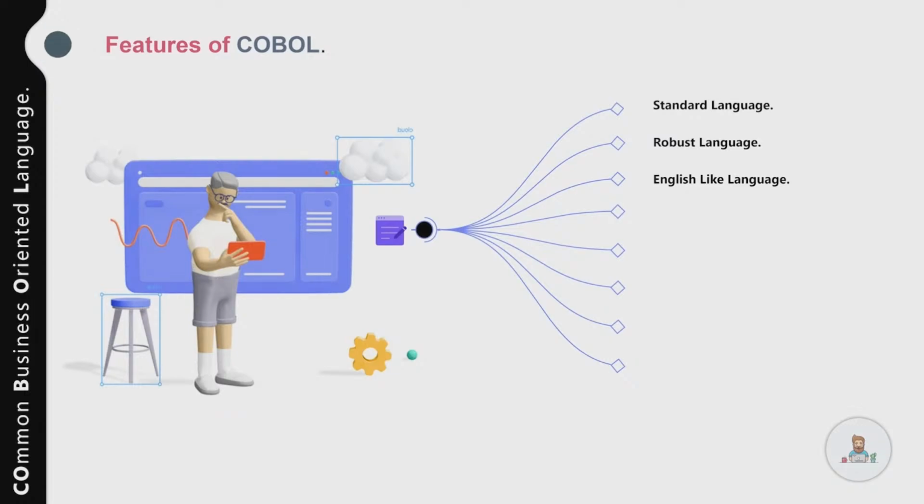Third one is English-like language. COBOL is an English-like language and it is very user-friendly. All instructions are coded using English words rather than complex code. For instance, if you want to read a record from a file, then you will use the verb read. So COBOL is relatively easy to understand.